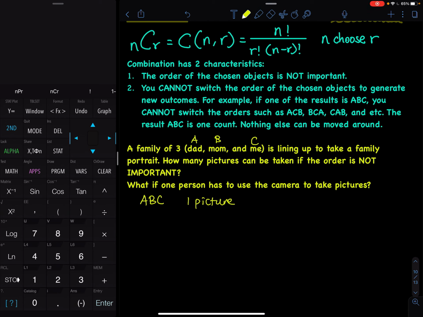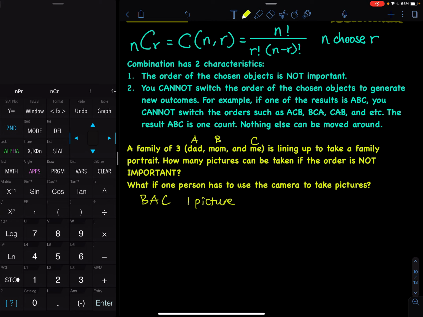But can we switch mom and dad, or mom and me? The answer is no, because the order is not important. Order is not important means you cannot switch the A, B, and C to generate new outcomes. So let's say you don't like A, B, C. You can erase that and write, let's say, B, A, C, and this is one picture. That's it. There is nothing else we can do. So we take one picture, mom, dad, and me. That's it. The job is done.